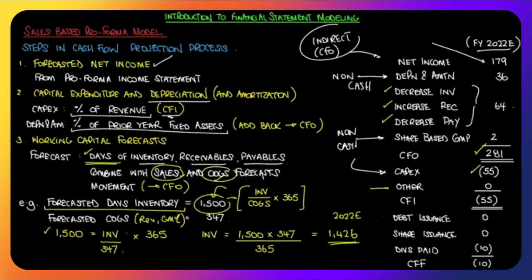Let's assume no debt was issued, no shares are issued. Remember, we can charge share-based compensation as an expense without actually issuing any. And I think they just assumed that dividends paid would remain constant. They took a historic figure of 10 to get CFF. You've got CFO, CFI, CFF. You have your total cash flow.